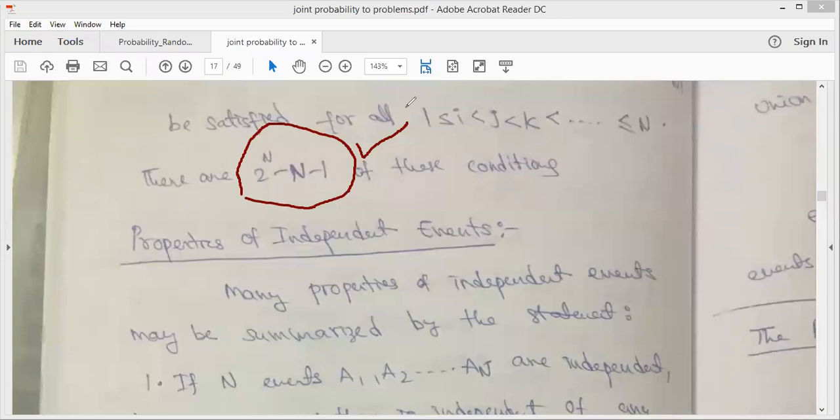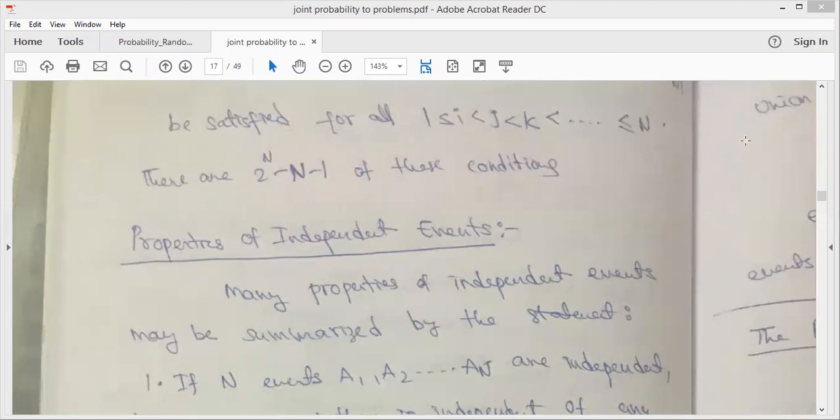Otherwise, those events are not statistically independent. Okay. So how many conditions do we have? It is 2 power n minus 1 minus n minus 1. These many conditions we have. If these conditions are satisfied, then we say that all the events are statistically independent. Otherwise, the events are not statistically independent.